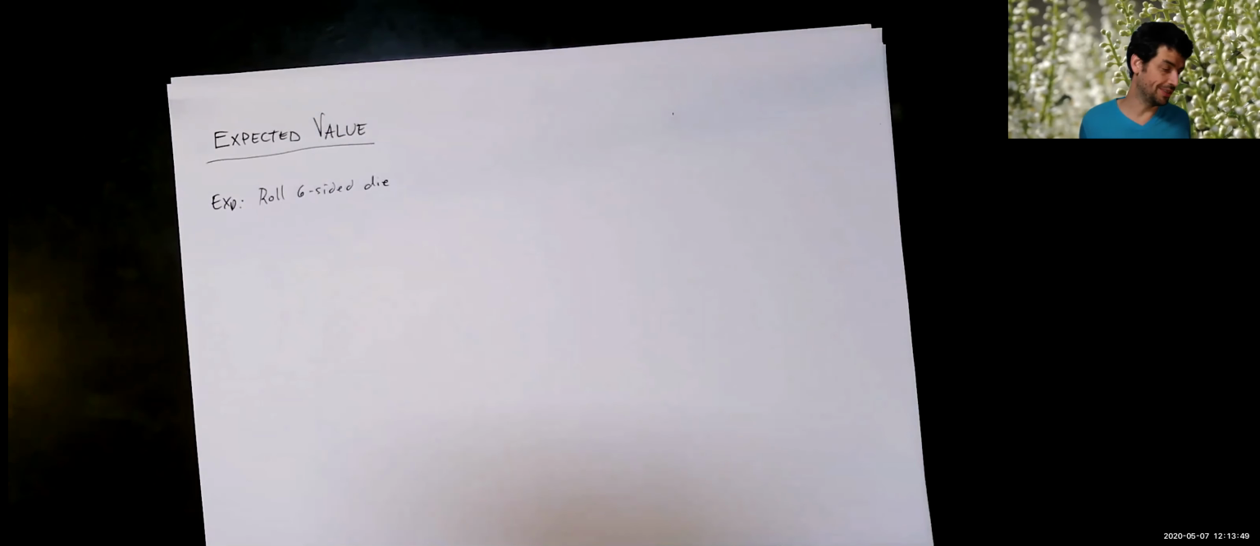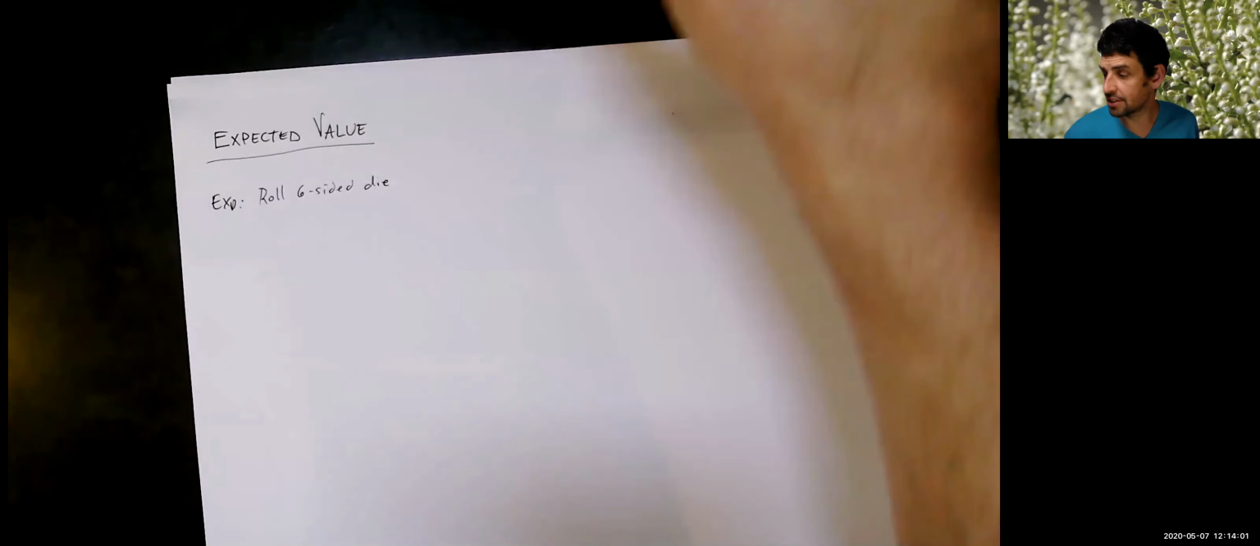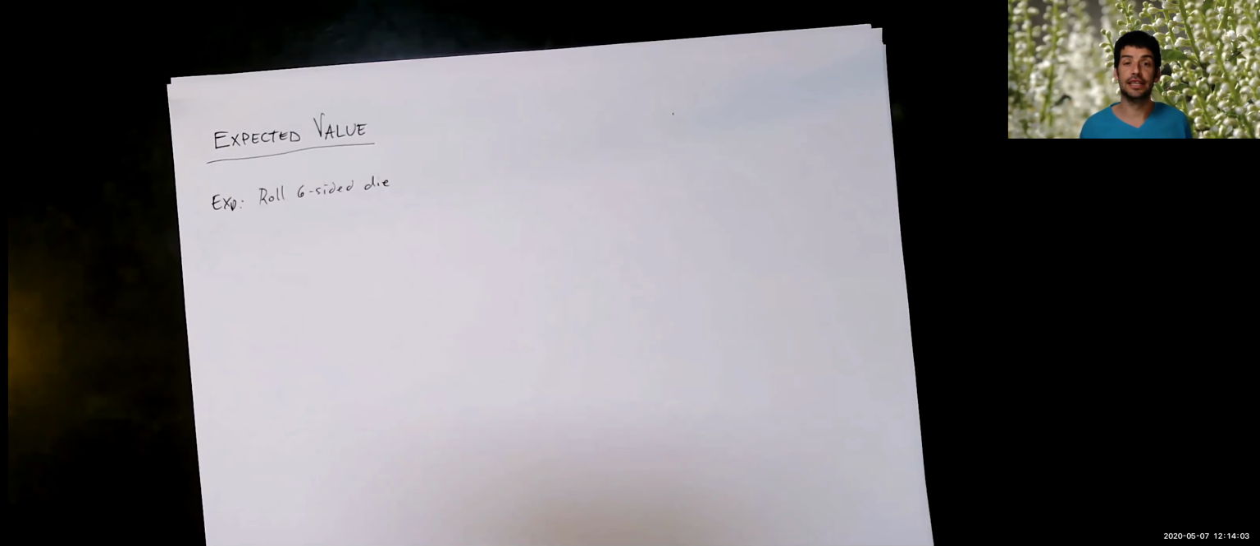And there's not really a good answer to that question. We expect each value on the die to have an equally likely chance of coming up, right? Each side has a 1/6 probability of landing.